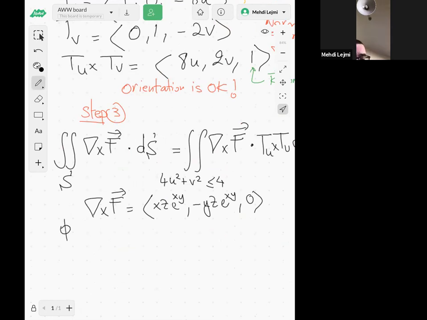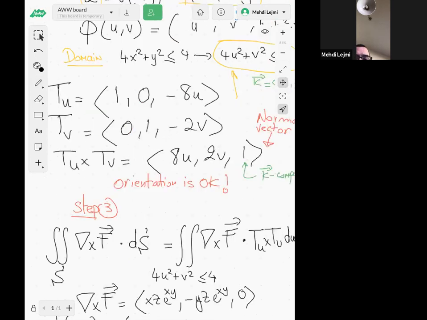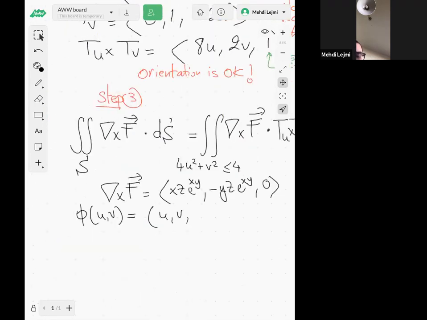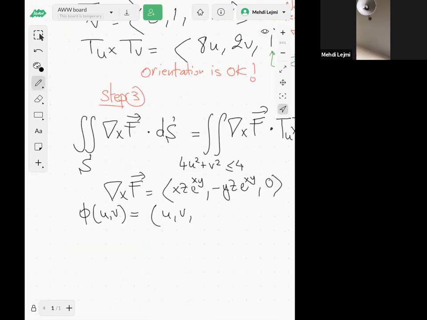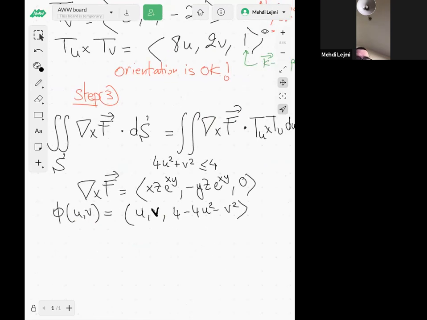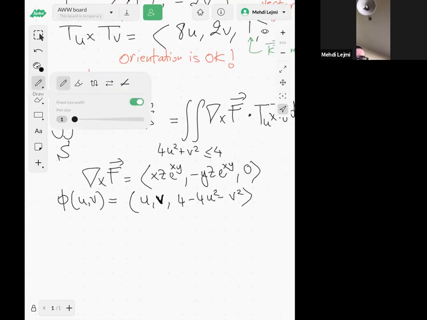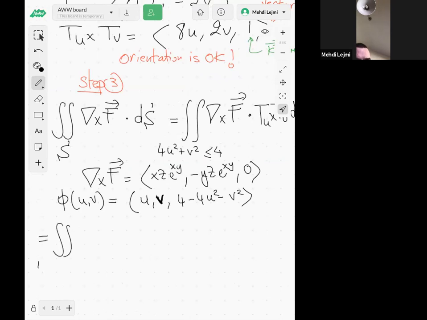The parameterization phi of u, v, we said it's just u, v, and then z would be 4 minus 4u squared minus v squared. So u and v, and then 4 minus 4u squared minus v squared. This is v, of course, and this is u. And Tu cross Tv is just right here. All right, so we have everything now. So this double integral over this region 4u squared plus v squared less than or equal to 4.